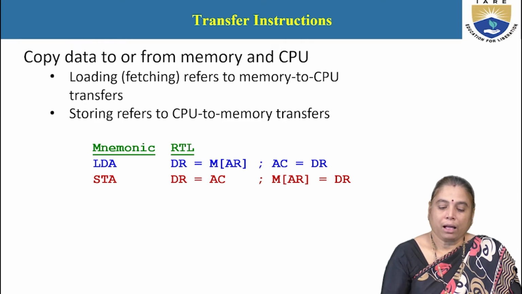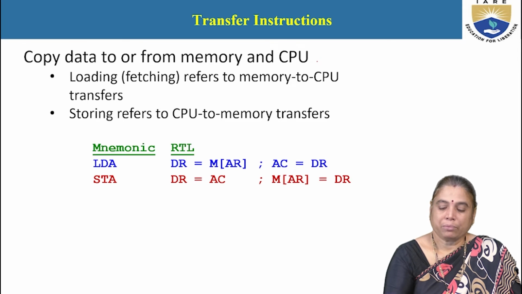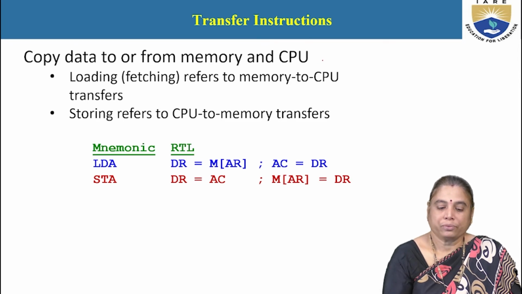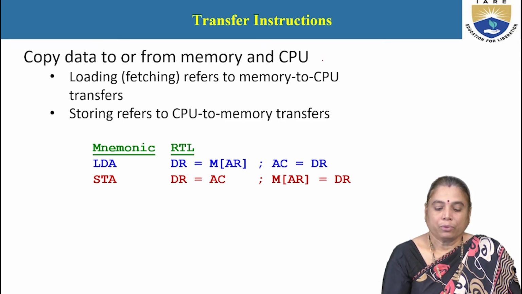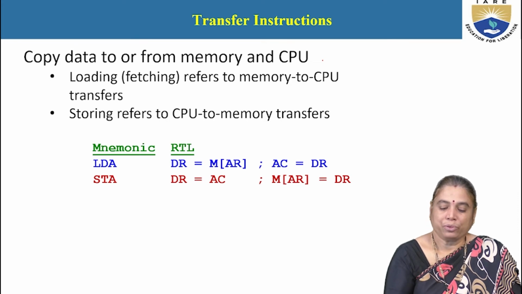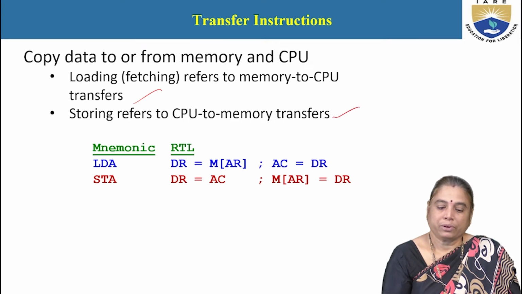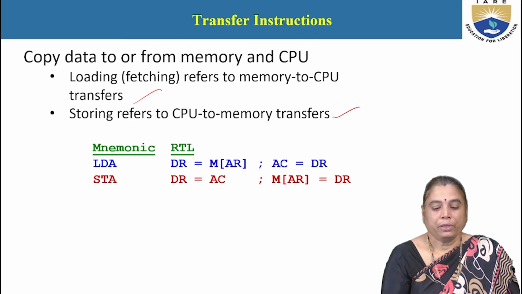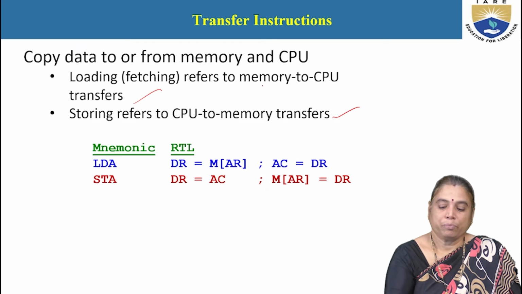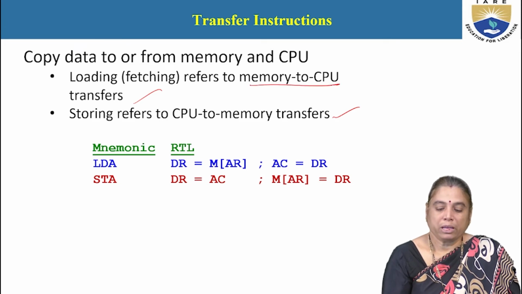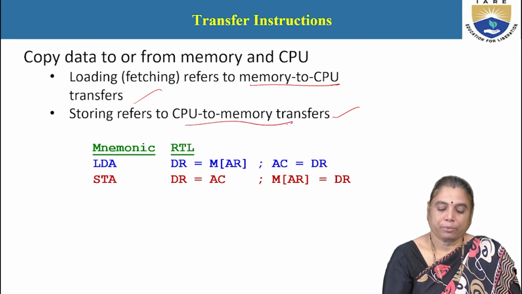Copying data from memory to CPU can be accomplished through transfer instructions. Loading refers to memory to CPU transfer. Storing refers to CPU to memory transfer. 2 types of transfers can be accomplished, that is memory to CPU or CPU to memory. Loading means memory to CPU transfer. Storing means CPU to memory transfer.